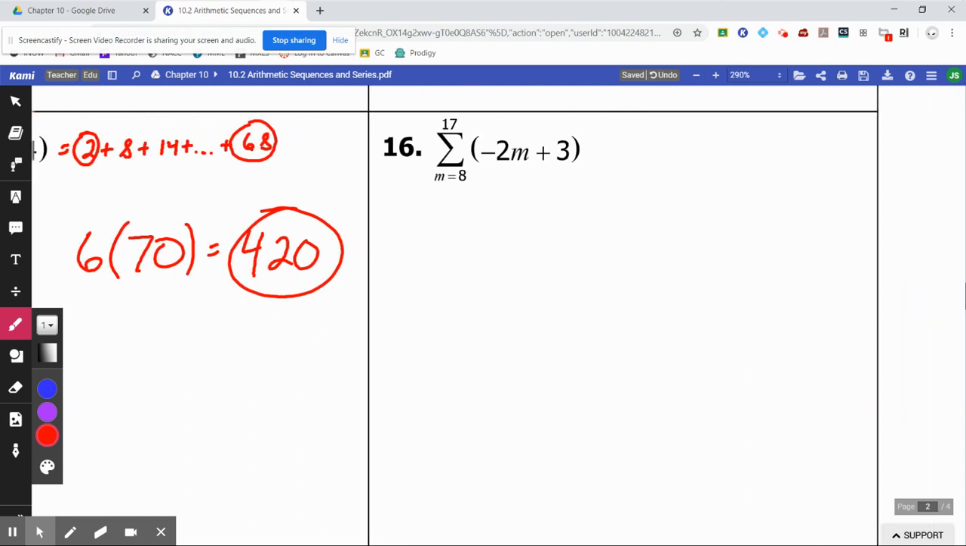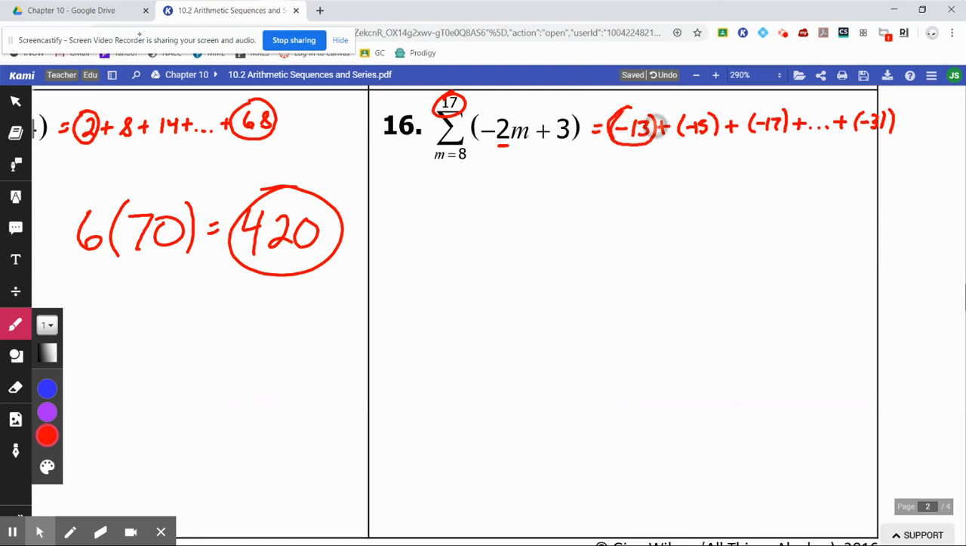Next one, I'm going to plug in all the numbers from 8 up to 17. You have to be careful about how many groups you're going to have. Plugging in 8 gives you negative 16 plus 3, which is negative 13. Plugging in 9 gives you negative 18 plus 3, which is negative 15. You don't have to plug in any more except for the last one, but I'm showing you again. Plugging in 10 gives you negative 20 plus 3, which is negative 17. Do you see that you're going down 2 each time? That's your common difference or your slope. When you plug in 17, it gives you negative 34 plus 3, which is negative 31.